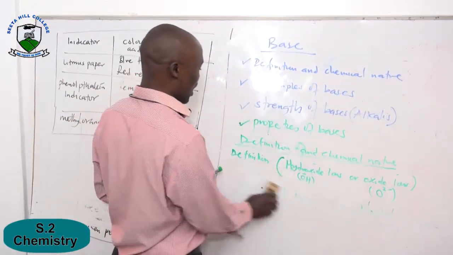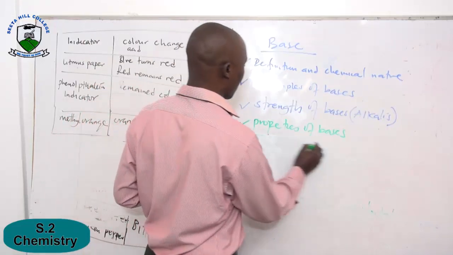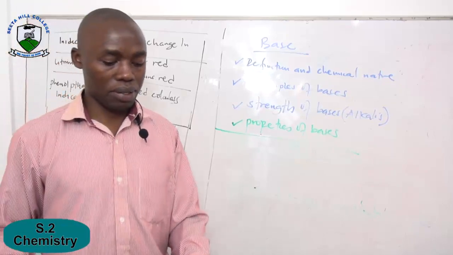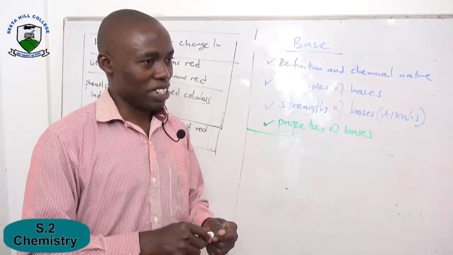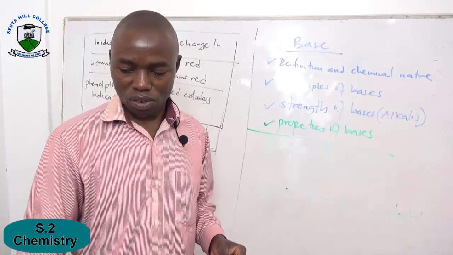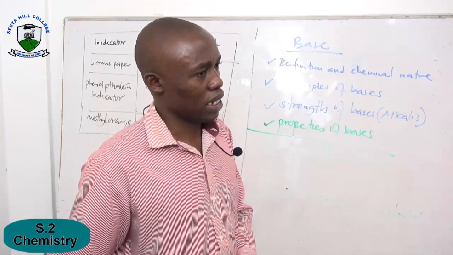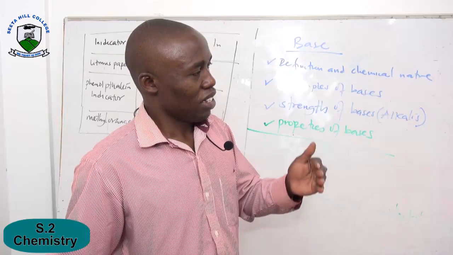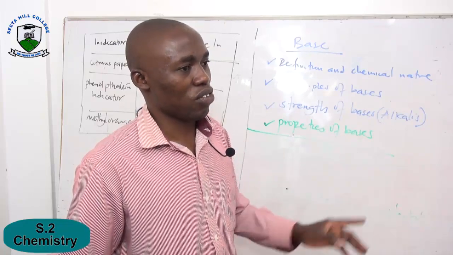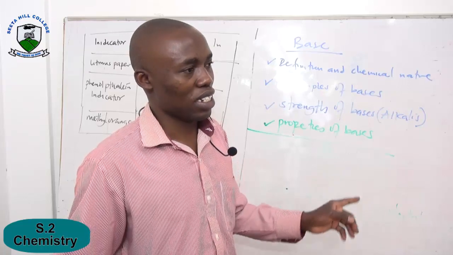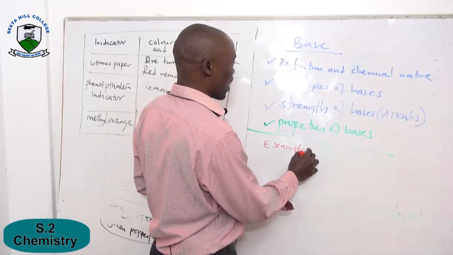Now, let us drop the examples of bases. We shall list the common laboratory ones. Whenever you see a base, it must have hydroxide or oxide. If a base is a hydroxide or an oxide, then when we are writing a base, we just attach a metal part to it: sodium hydroxide, sodium oxide. Can you figure out some examples of bases now?